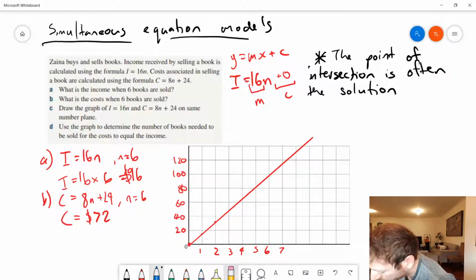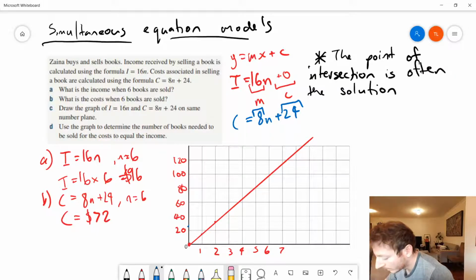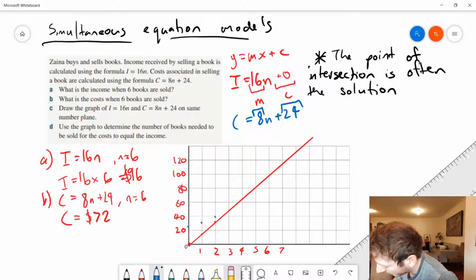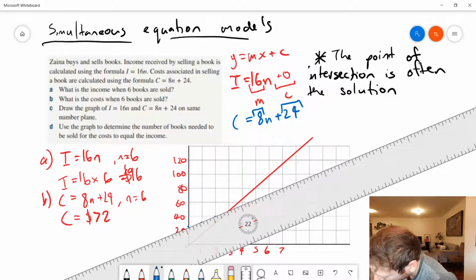Then the next one, costs equal 8n plus 24. We can see here m is 8 and c is 24. So I'm starting at 24 this time. And I'm only going up by 8 each time. So I'll go across 1, up 8, that should get me to about 32. If I want to do another point just for good measure, I'll go across, it'll get me up to exactly 40 from 32. So that one's nice to have an exact point. And there we go.